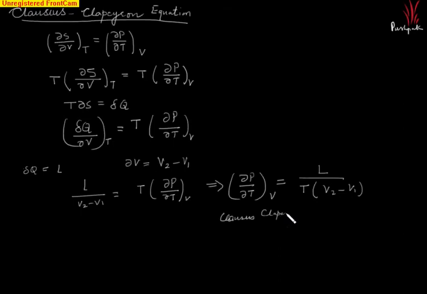Clausius-Clapeyron equation or latent heat equation. And this equation provides us the rate at which pressure must change with change in temperature for two phases of a substance to coexist in equilibrium.